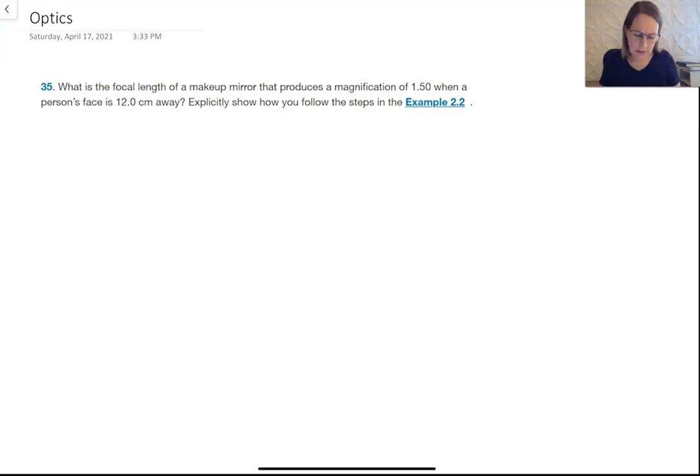So we'll look at this problem, 35. We may or may not follow the steps as recommended. I'll just tell you how I would work this type of problem. So we're supposed to find the focal length of a mirror that produces a given magnification.